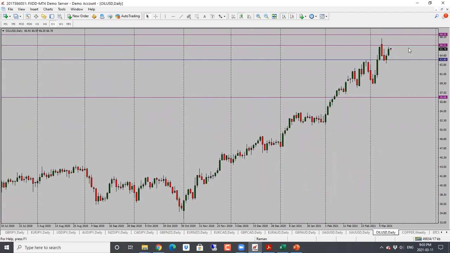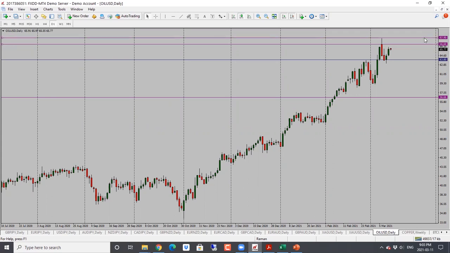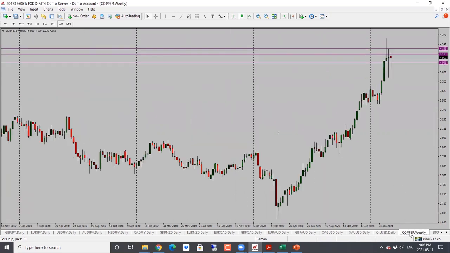Oil still looking bullish here. We could see a further move to the upside, 66.65, and then we're looking at 67.90. So bias is bullish. This one held above the previous support resistance level. So now we are looking for a continuation.